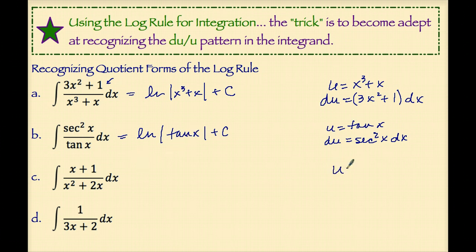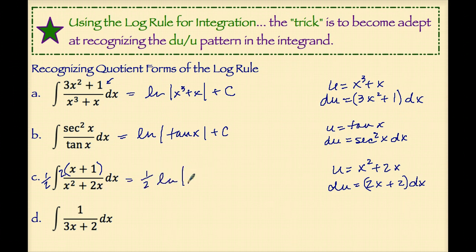If u is equal to x squared plus 2x, then du would be 2x plus 2 dx. And that's not what we have in the numerator, but closer inspection will reveal it could be what we have in the numerator if we multiplied this numerator by 2 and compensated for inserting that 2 by adding a 1/2 on the outside of the integral.